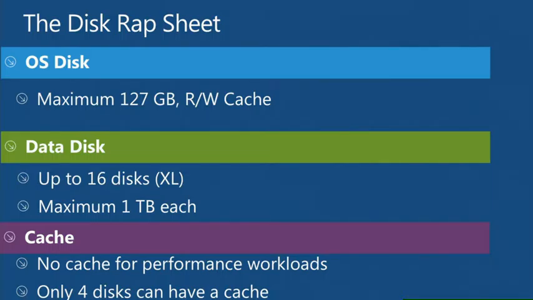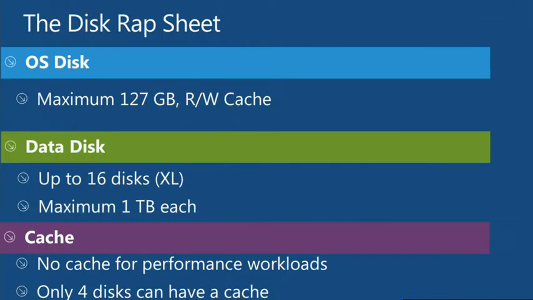Data disk, we do allow up to 16 on extra large. It goes down by half based on size. So large will be 8, medium will be 4. You see where I'm going with that. And they're maximum 1 terabyte each. I think Mark showed this in his demo, you can have 16 disks, each 1 terabyte, that you can then span across them all to make technically a 16 terabyte disk. It allows you to really get some large stuff going.